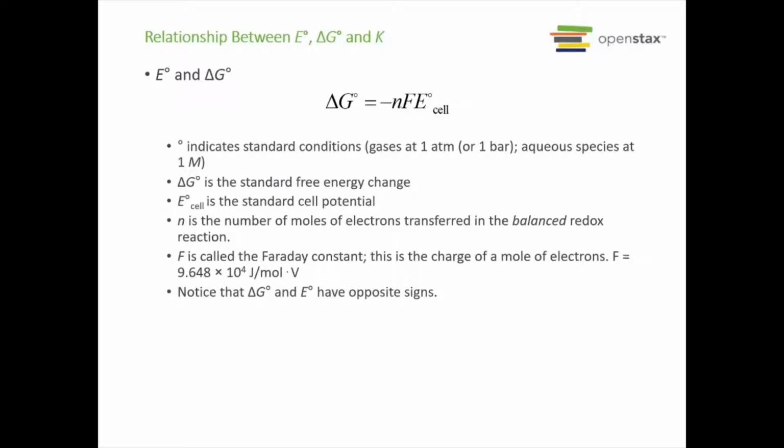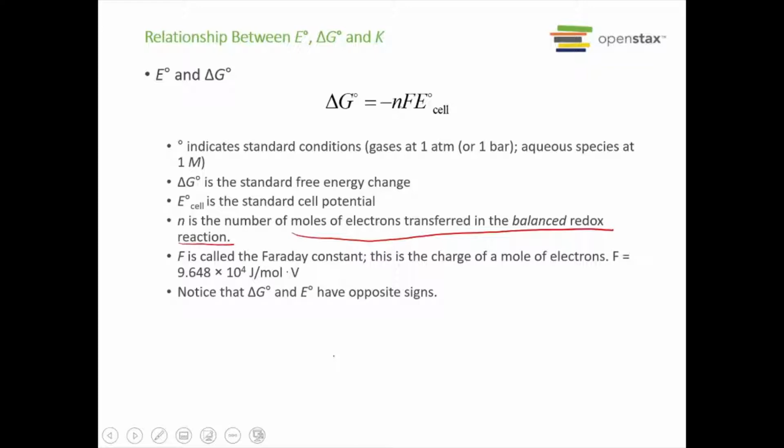So let's first talk about potential and Gibbs free energy. So delta G standard is equal to negative N times F times E of the cell. So we have the standard conditions, which is 1 atm for our gases, 1 molar aqueous species, delta G being the standard free energy change from last chapter. E naught of the cell is the standard cell potential. N is the number of moles of electrons that are transferred in the balanced redox reaction.